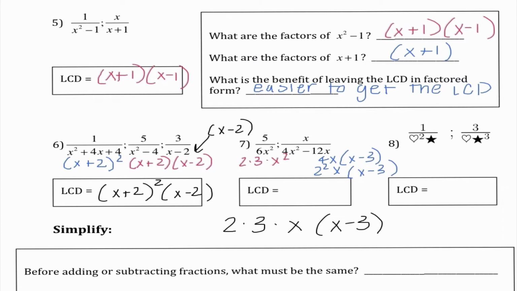Now I need to look and see what is the highest exponent. For 2, I have 1 and I have 2, so it's going to be 2 squared. For 3, I just have 3 to the first, so that's what it's going to stay. For x, I have x and x squared, so I need to put in a squared. And for x minus 3, I just have x minus 3, so that's going to stay as well. So when I multiply these together, 2 squared times 3 is 12 x squared times x minus 3. So that would be our LCD.